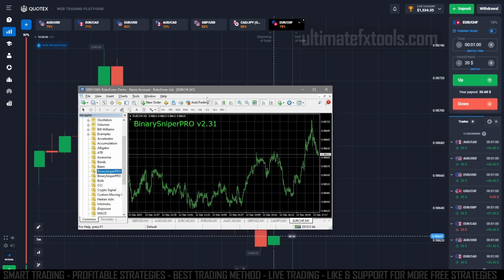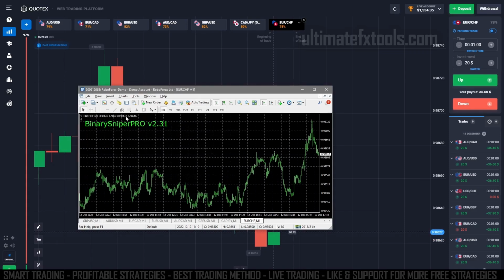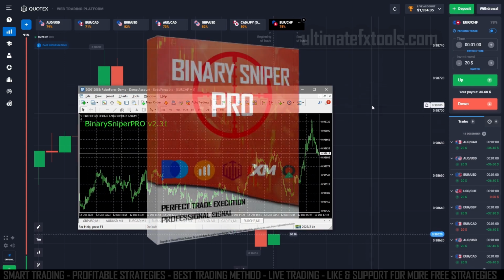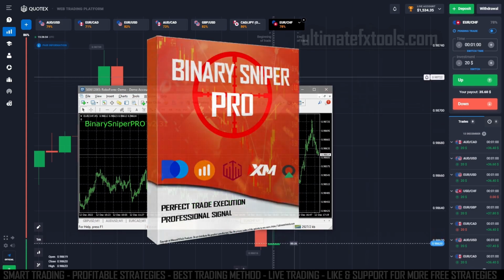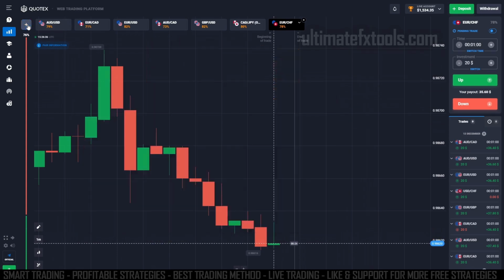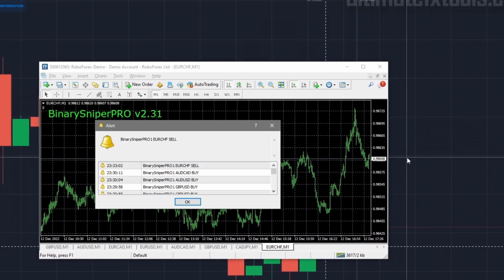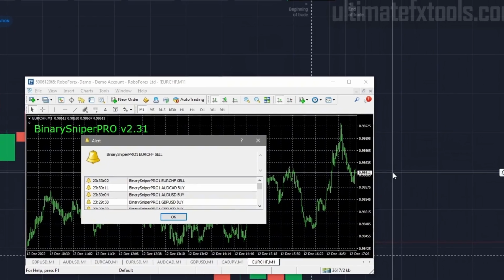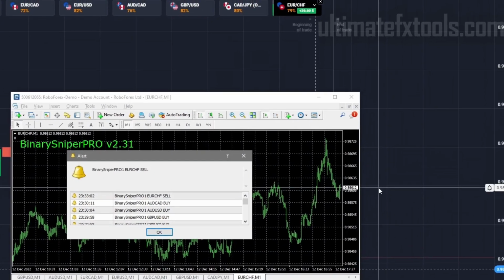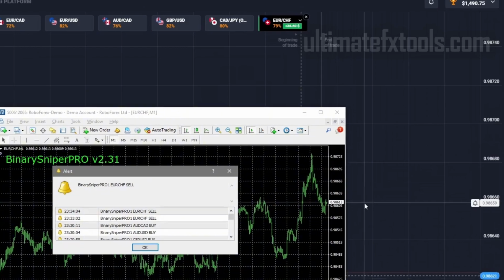The amazing trading strategy that we have developed for use with Quotex relies on the powerful capabilities of the Binary Sniper Pro indicator, which is recognized as one of the most effective binary options indicators available today. This particular indicator plays a crucial role in our trading success, and it is important to understand what it does and why it has proven to be profitable for traders like us.